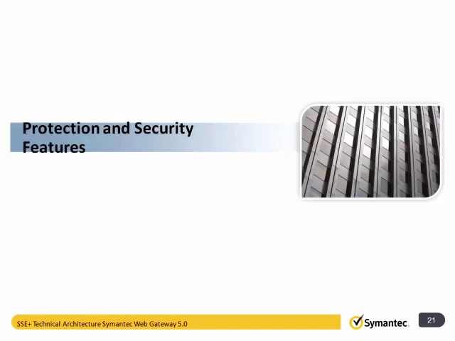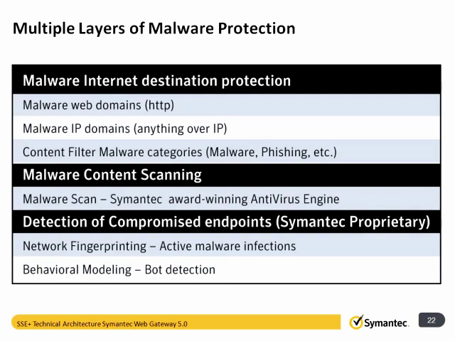Now we're going to talk a bit more about the protection and security features offered by the Web Gateway. The Web Gateway provides 6 layers of malware protection. The first 3 layers protect end users from accessing bad sites. The malware web domain and IP-based lists are lists of bad domains and IPs that are collected from Symantec's Global Intelligence Network. If the URL filtering add-on is purchased, it also contains some additional malware, spam, and phishing website categories.